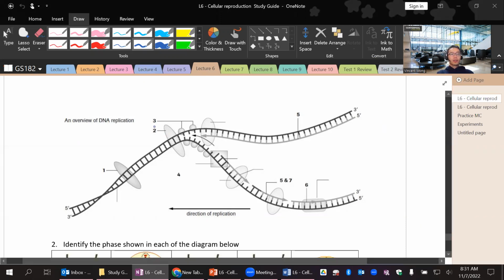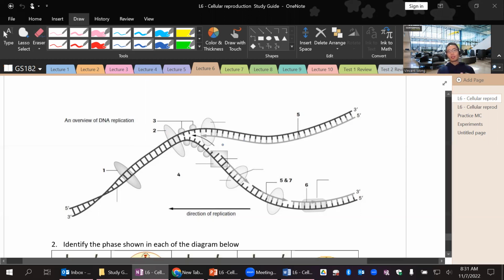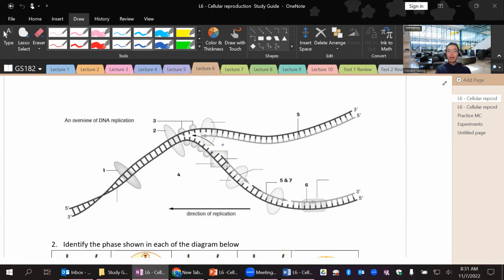So here is the diagram that summarizes everything that's happening in the process of DNA replication. And I just want to remind you that the steps that we learned regarding DNA replication are for prokaryotic cells, rather, for simple cells like E. coli. And we're going to see how that differs from what's happening in us, in eukaryotic cells.